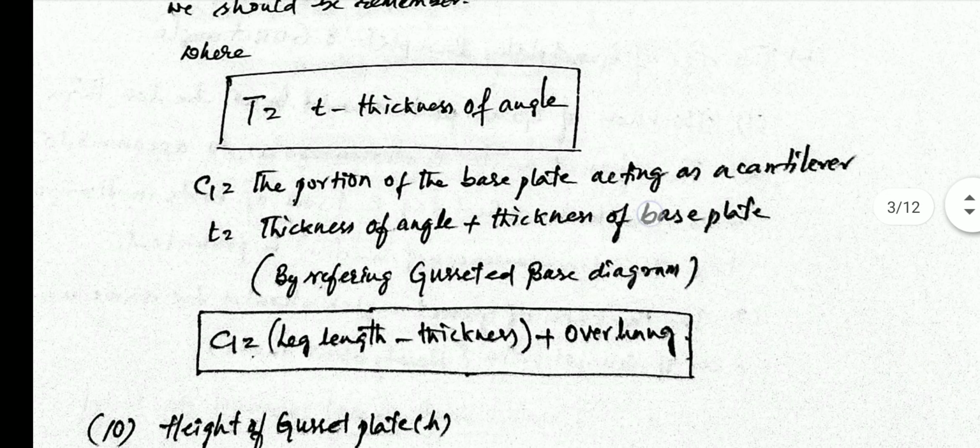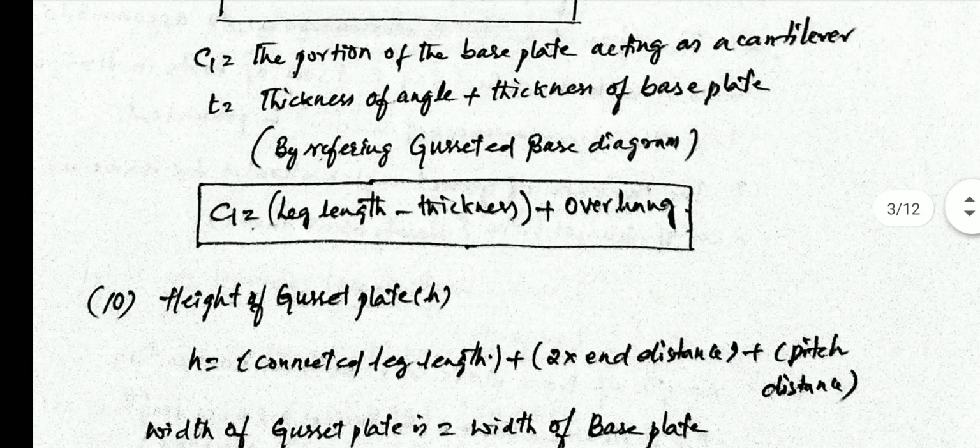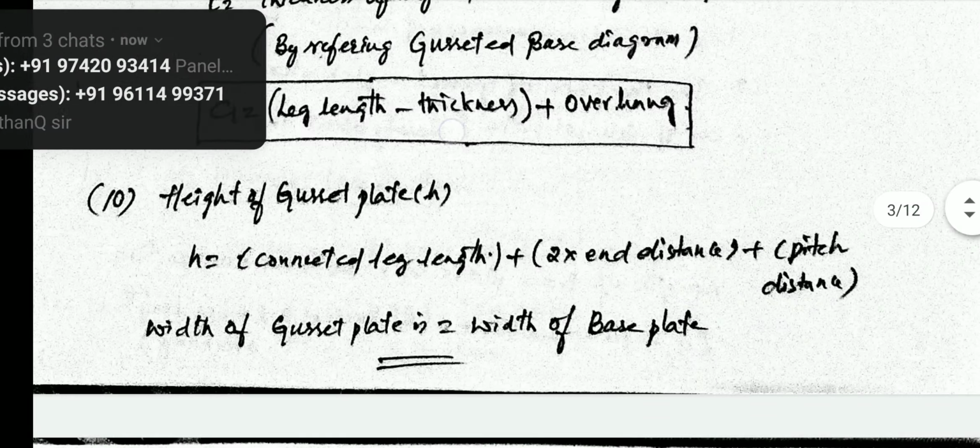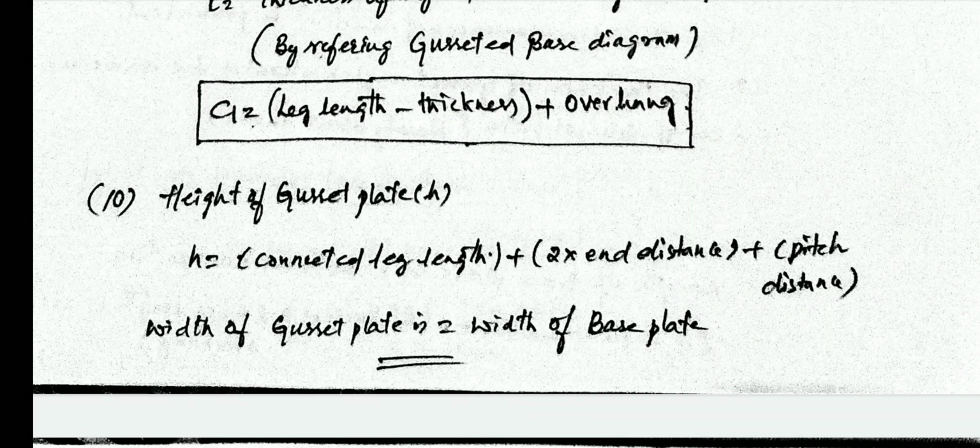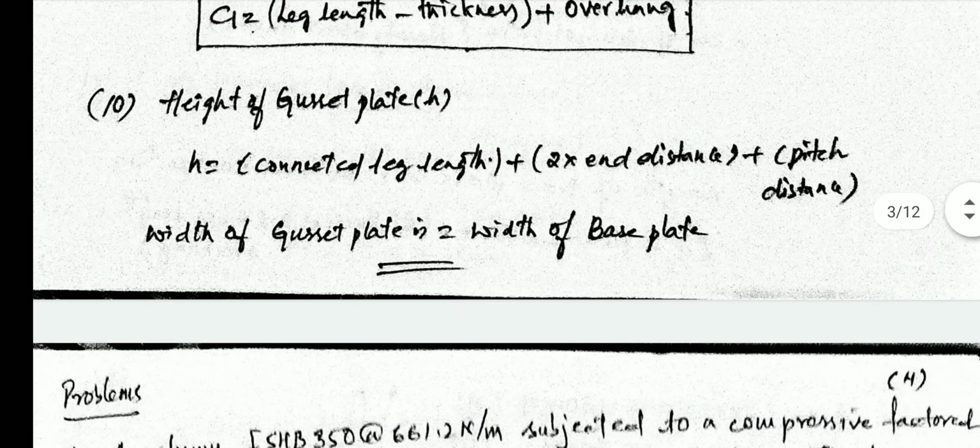The t value should not be less than the thickness of the gusseted plate. This is the main thing. If it is less, I can directly assume more thickness of the gusseted plate, the same as the gusseted plate. Now this is the formula which is applicable only for the minimum height of the gusseted plate, that is given by H is equal to connected length vertically, that is A, plus 2 into end distance plus pitch distance. Only 2 bolts, depending upon 2 bolts the pitch distance is given. So this is the minimum height of the gusseted plate, and this value will change depending upon the number of bolts calculated at the ends.